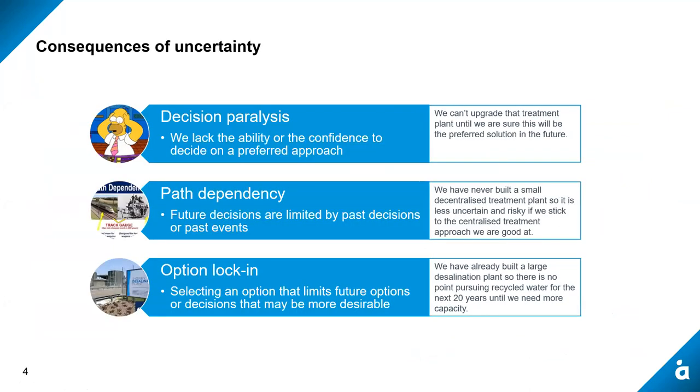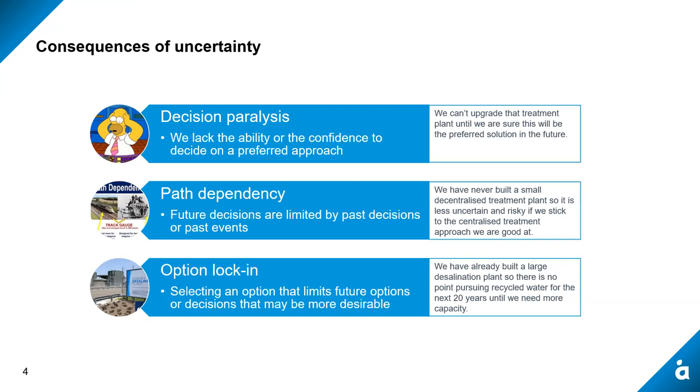So what are the consequences of uncertainty? There's actually probably a lot more than this, but these are a few that I like to call out. So the first one is decision paralysis. A lot of organizations realize that the future is uncertain, and this actually creates a lot of inertia. It means that an organization may not have the confidence to make a decision, and inadvertently is making a decision by not making a decision, to do nothing. So we can have decision paralysis, and we do see that quite a bit. An example of that is, we don't want to upgrade this particular asset because we're not really sure whether that's the right solution for the future.